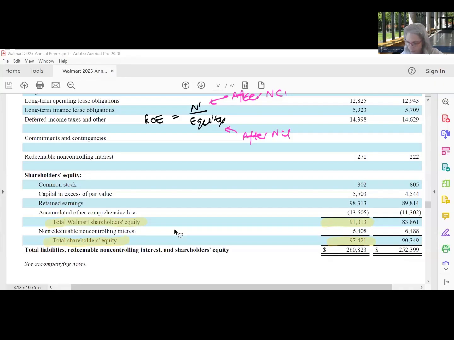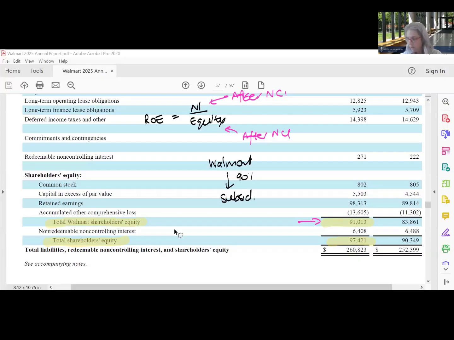So which one should we use? Let's think about it. So we've got Walmart owns 90% of the subsidiary. We took the after non-controlling interest at the net income level. So at the equity level, we must also do it without non-controlling interest. So we actually do it at this level here.